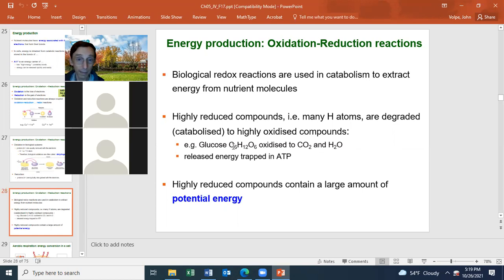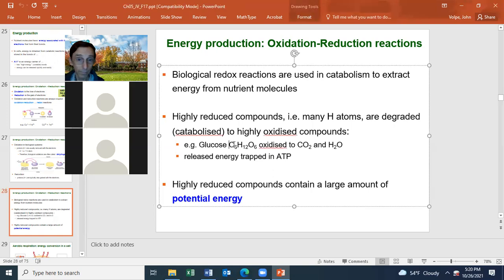When that happens, the chemical bonds in glucose get broken and energy is released. Some of that energy can be trapped and then used to make ATP. These highly reduced chemical compounds like glucose contain a large amount of potential energy, and our cells use that potential energy to make ATP.